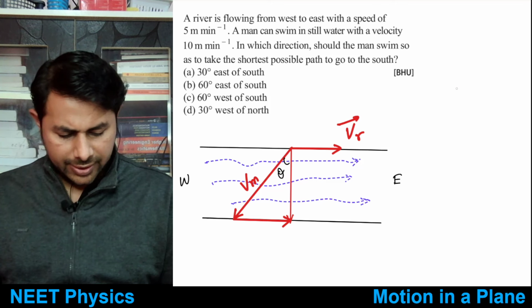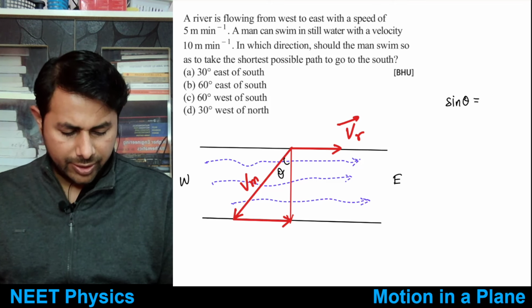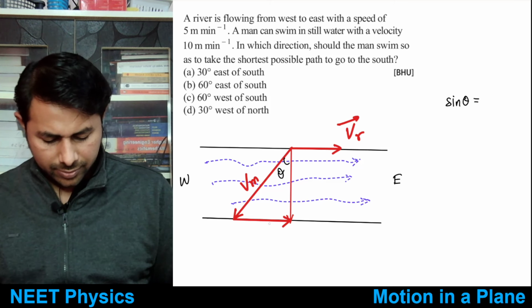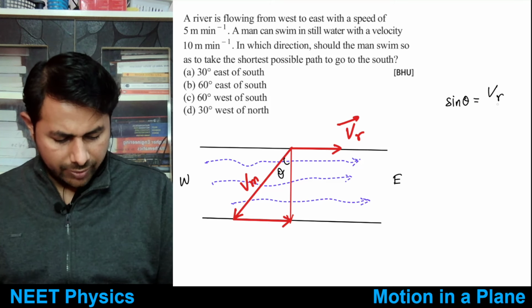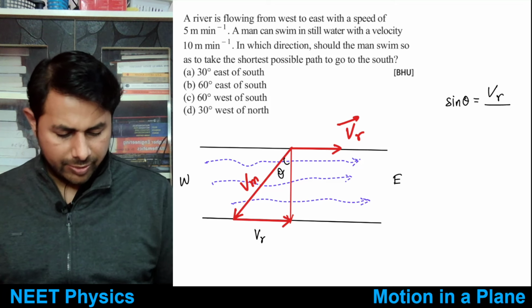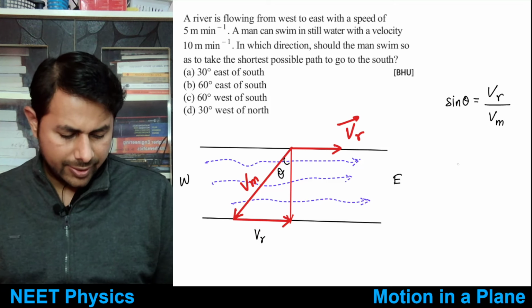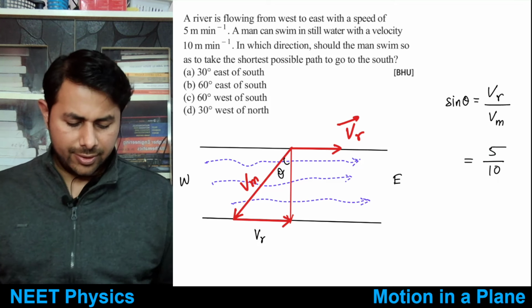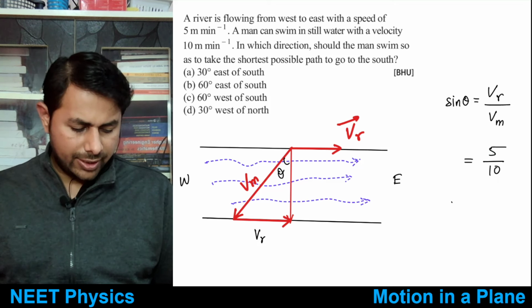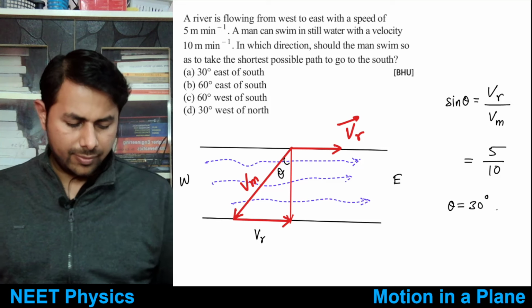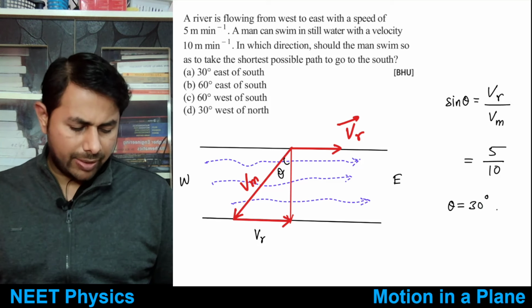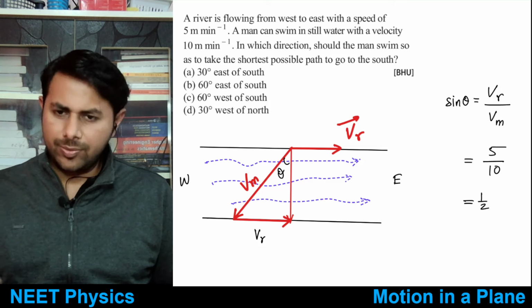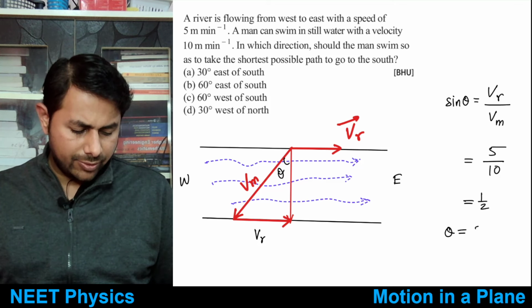So you can say sine of theta is just equal to what? Velocity of the river, because this is velocity of river, divided by velocity of man. So that is equal to 5 by 10. So therefore theta is equal to 30 degrees. Right, 5 by 10 means it's 1 by 2. Okay, so sine of theta is 1 by 2, means theta is equal to 30 degrees.